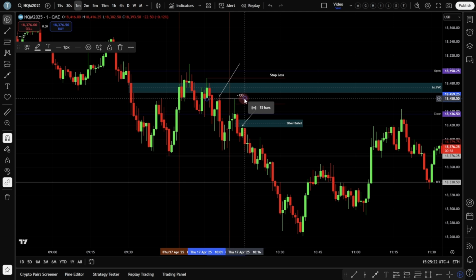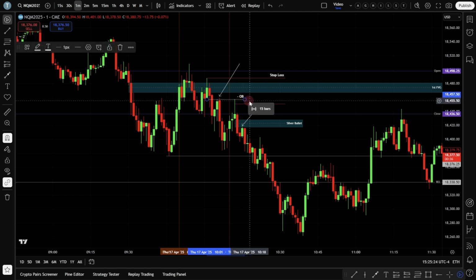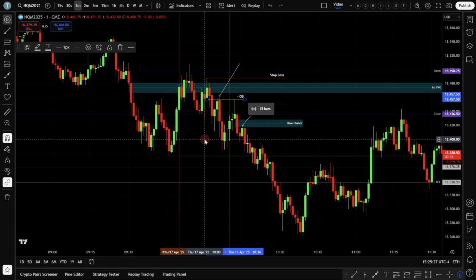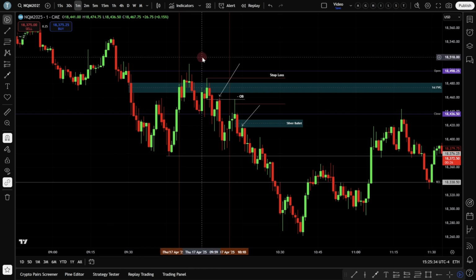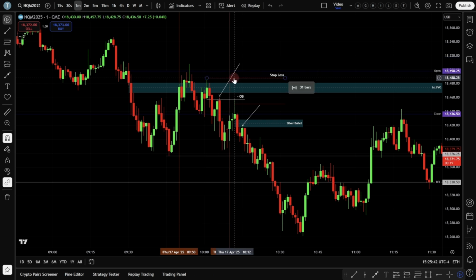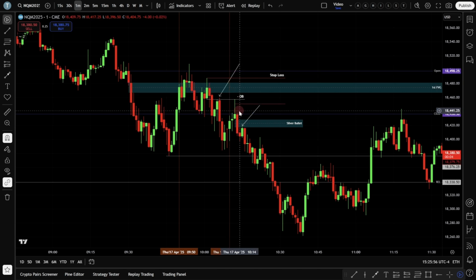If you include the wick, you are hitting that bearish order block perfectly. What's the low of this candle? Look up here, right there at the low, 18,457.50. And if you look at the high on this candle, 18,457.75. So it hit it, just one tick. And then look at the reaction.